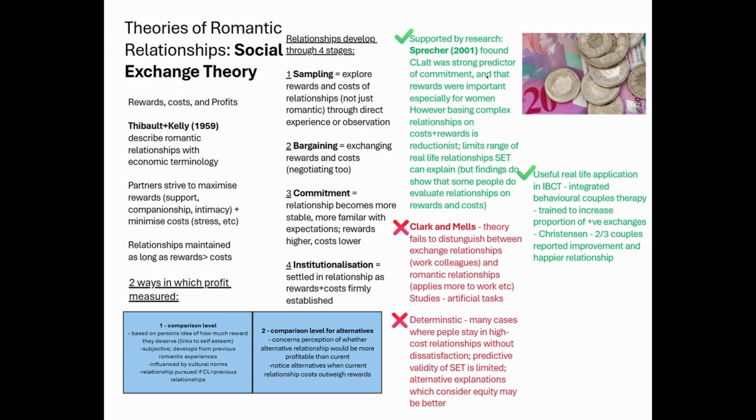So he found that the comparison level of alternatives was a strong predictor of commitment and that rewards were important, especially for women. However, basing complex relationships and behaviors on reward is quite reductionistic, and so it limits the range of real-life relationships the social exchange theory can explain. Although some findings do suggest that some people do evaluate relationships on rewards and costs.